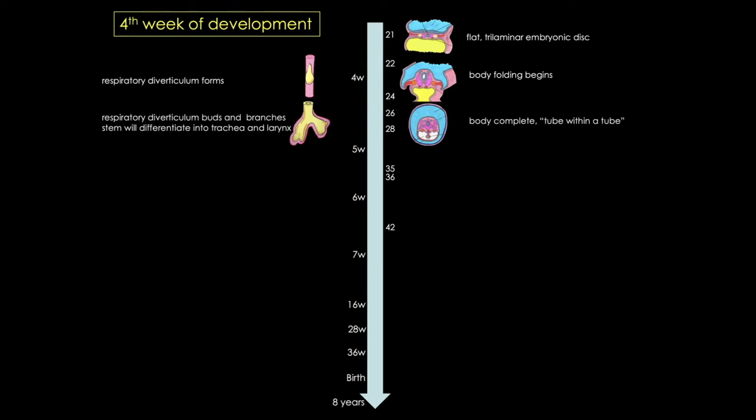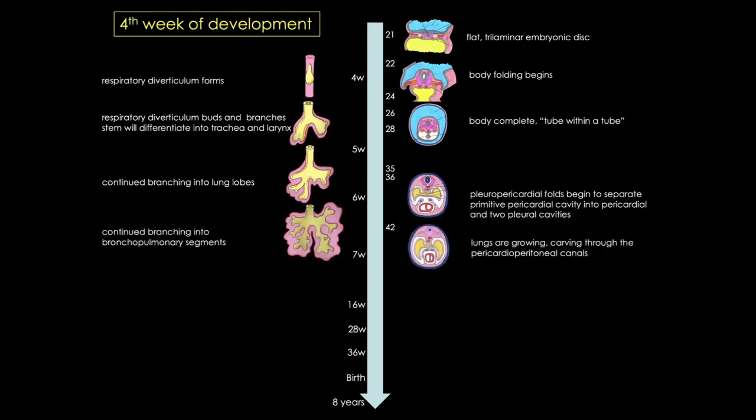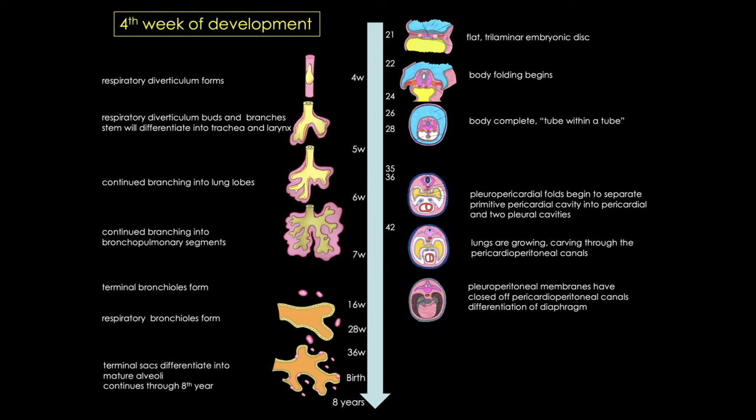As the primordial lungs continue to undergo branching, the growing lungs will start to carve through the pericardioperitoneal canals, forming the definitive pleural cavity. Now, at about 16 to 17 weeks of development, terminal bronchioles will begin to form, and the conducting zone is essentially formed by 17 weeks. But development of the gas exchange apparatus, or the respiratory zone, continues until around 8 years of age.